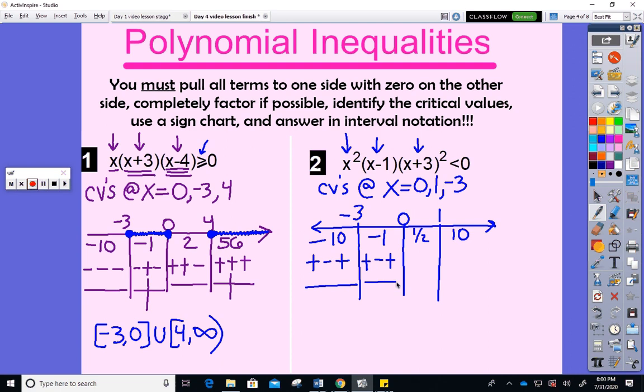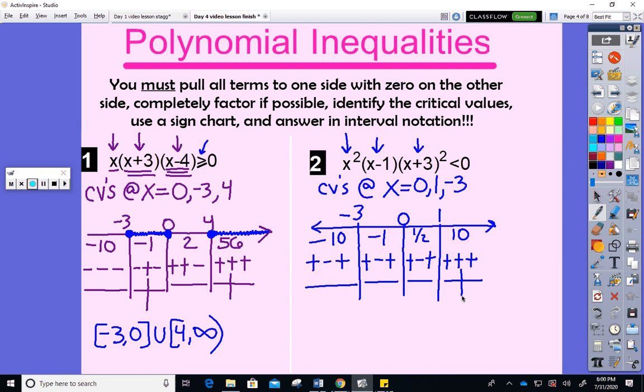Uh-oh, my sign chart didn't change signs. That's right. Don't assume they alternate. A lot of them do, but not all of them. So actually take time with each sign chart. 1/2 squared is positive. 1/2 minus 1 is negative. 1/2 plus 3 quantity squared is positive. So remember, if it's squared, it's going to be positive, period. 10 squared, 10 minus 1, 10 plus 3 squared. So I finally got a change in sign.